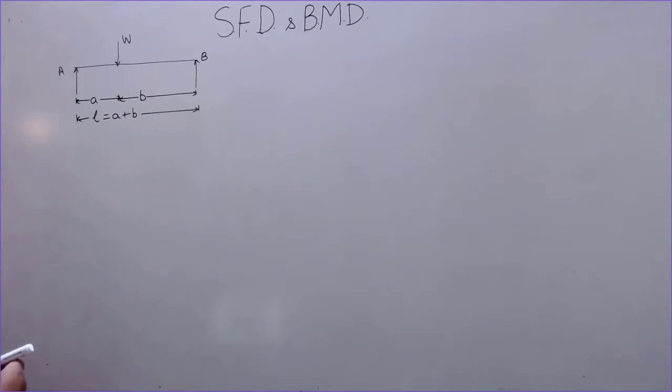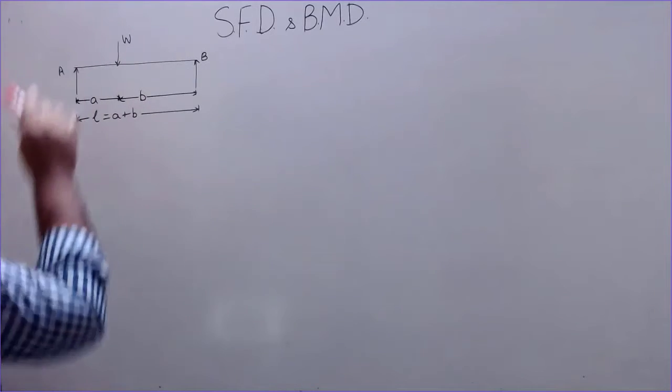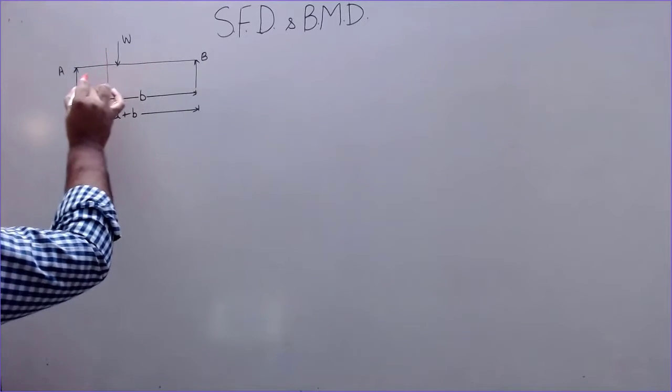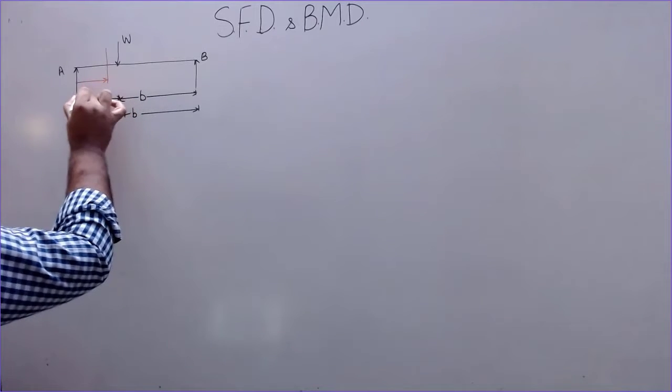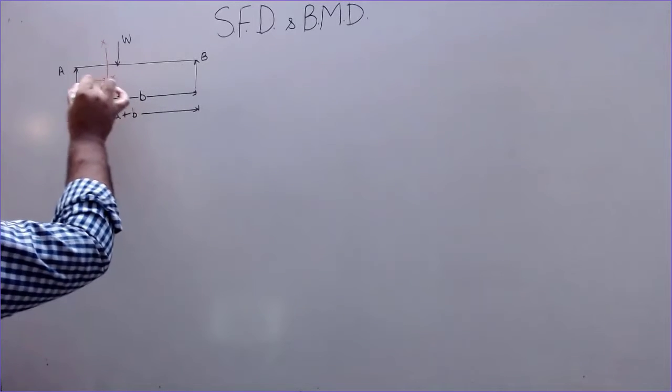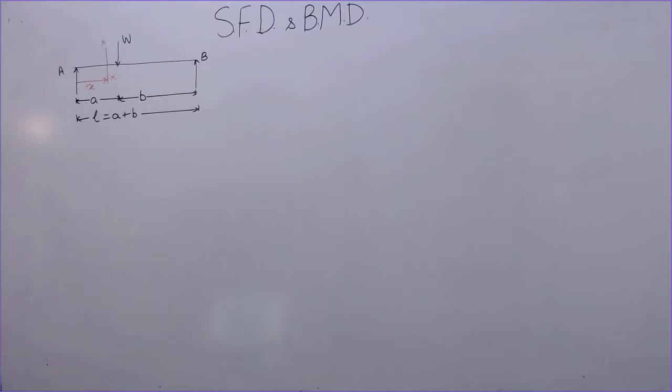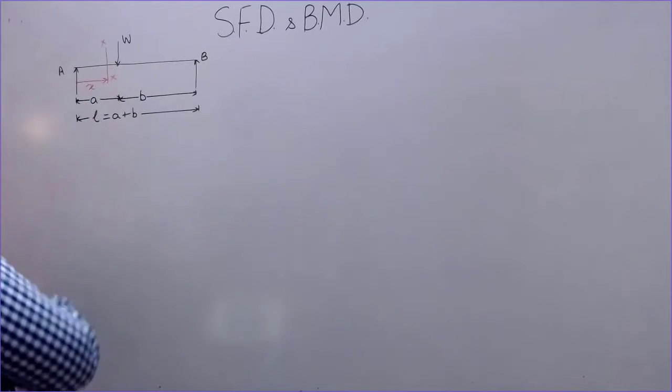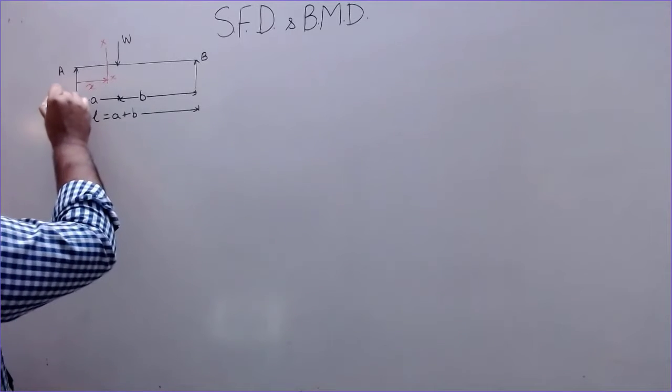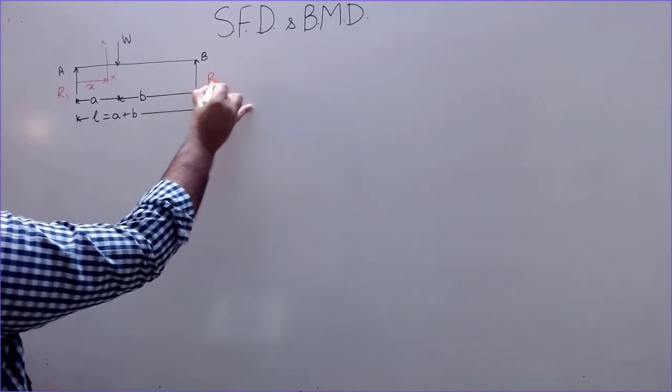Now as per our general practice, we take a section, and the section is between these two loads. This section is at a distance x from this end, and now we have to find the shear force and the bending moment at this section. First of all let us find the reactions. Suppose the reaction here is R1 and here it is R2.